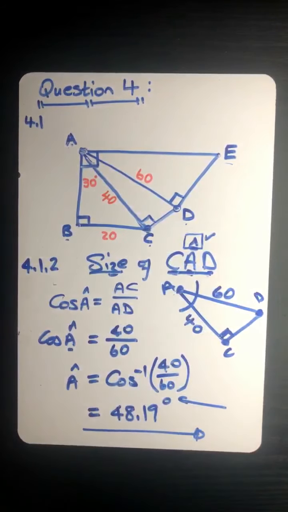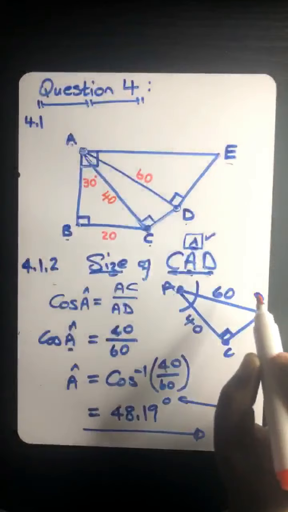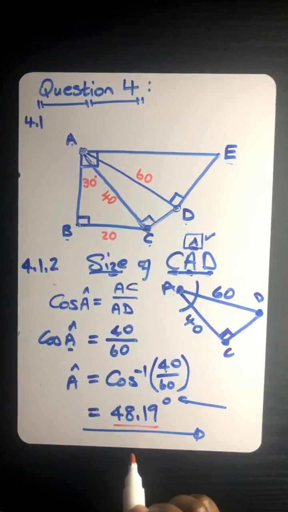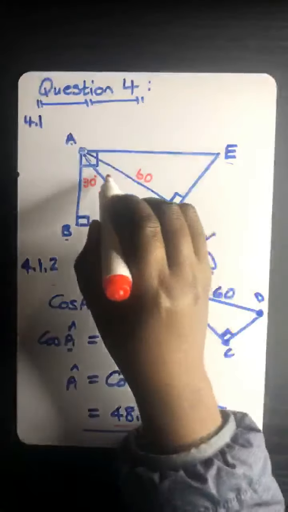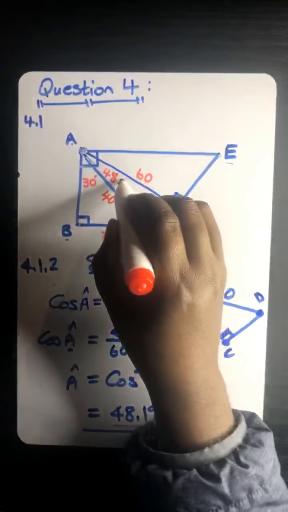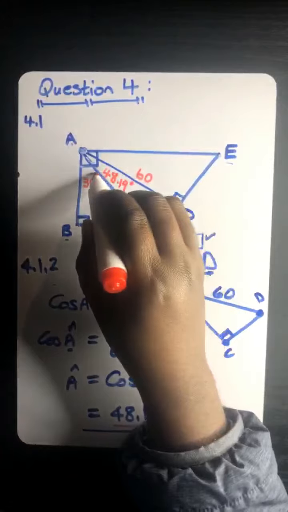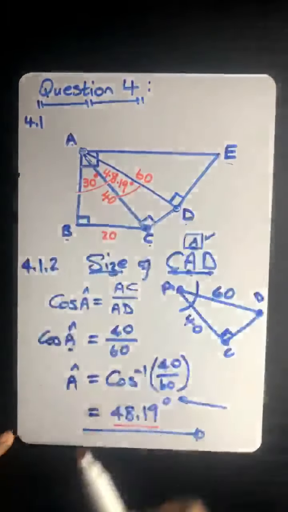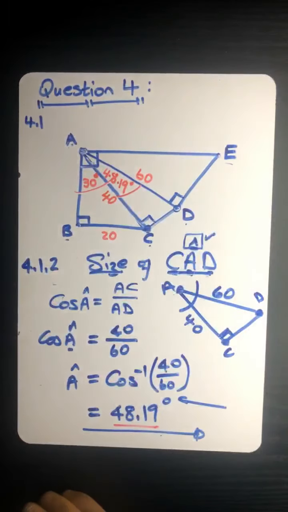So now let's write that angle there. Remember, this angle is for which triangle? Let's be careful of that. It's for the middle triangle, which means this angle here is actually 48.19 degrees. There you had 30 degrees. It is very important, ladies and gentlemen, that you are able to interpret the information that you are given, and also interpret all that you are calculating.